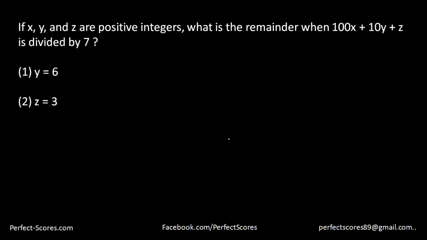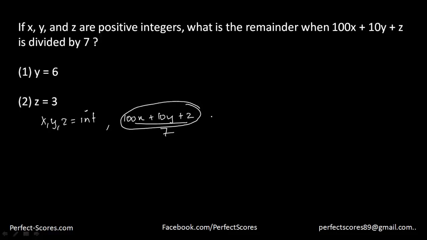So now I suppose things must be becoming a lot easier for you. This question says that x, y, and z are positive integers. What is the remainder when 100x plus 10y plus z is divided by 7? Now you can see that this becomes a 3-digit integer, isn't it? So 100x plus 10y plus z is divided by 7. Let's check out what we get here.